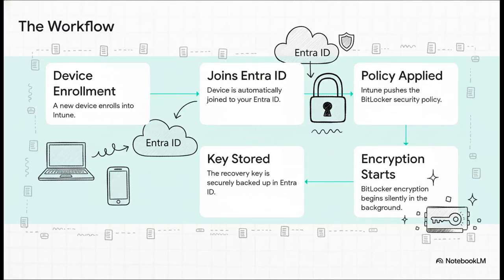First, the device enrolls into Intune. That's the trigger. That enrollment tells it to go join your Entra ID. The second it does that, Intune sees this new device and boom, it pushes our security policy down to it. BitLocker encryption just starts up, totally silent. And here's the really crucial part: the recovery key gets automatically and securely backed up to Entra ID. It's just a completely hands-off process from the moment of unboxing.